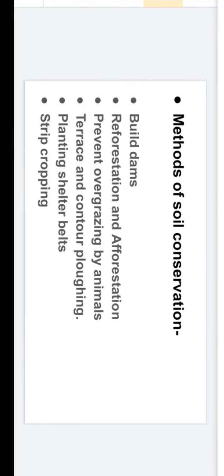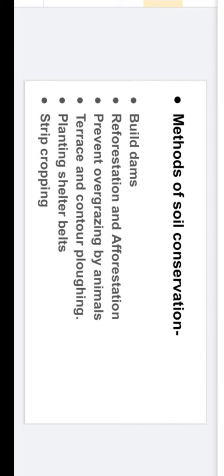Okay, now after the various types of soil erosion by running water, we come to the methods of soil conservation. Now, how do we conserve the soil? Firstly, we can conserve the soil by building dams, which may prevent the floods. So, building dams conserves soil from erosion.